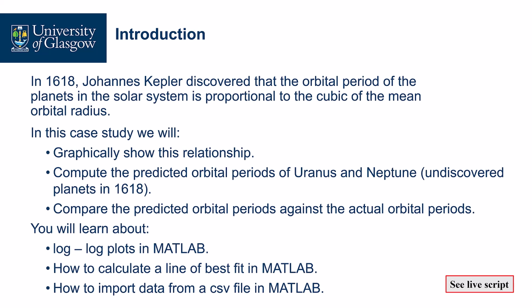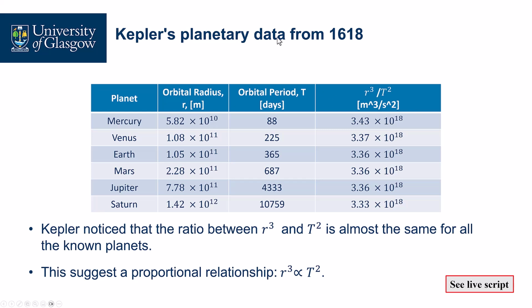Okay, so now let's see this case study. So here is Kepler's planetary data from 1618. So we can see the R to the power of 3 and the T to the power of 2. R is the orbit radius, T is the orbital period, right? The ratio of them is almost the same for all the planets. So this suggests a proportional relationship of R to the power of 3 and T to the power of 2, right? So now we will do the tasks one by one.